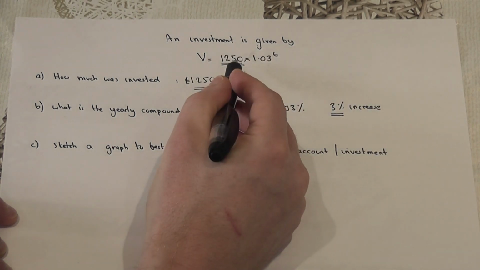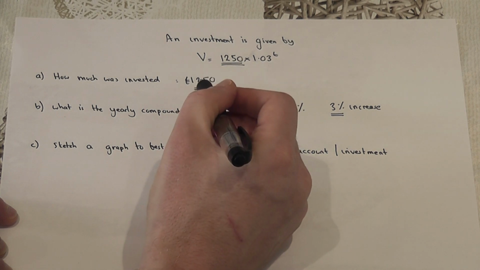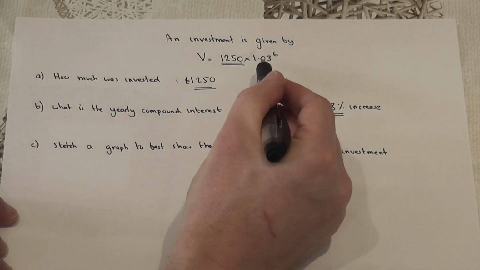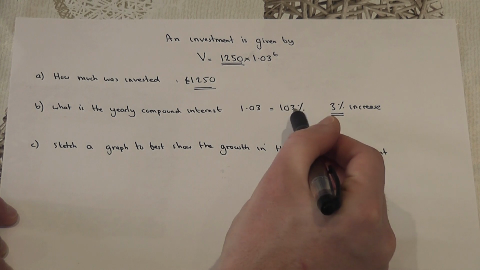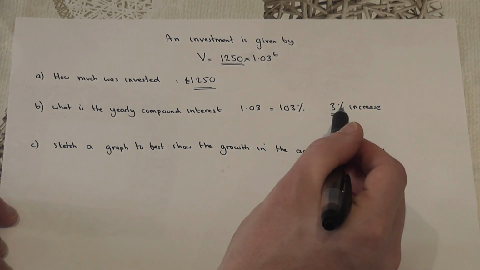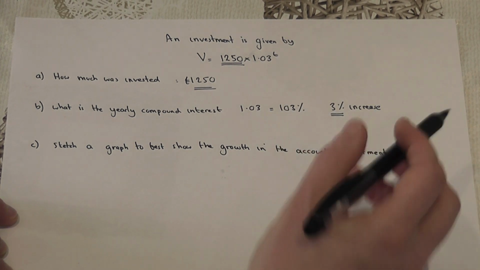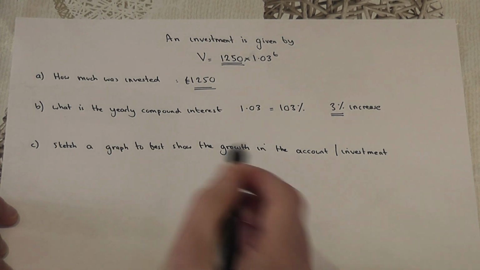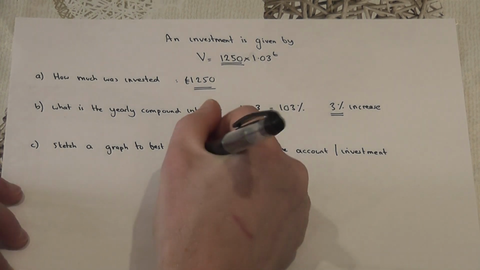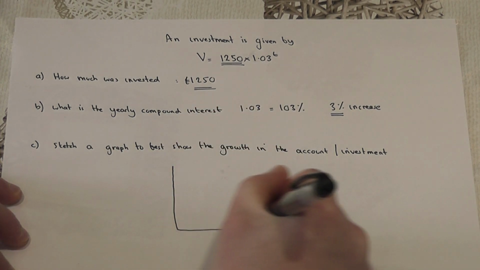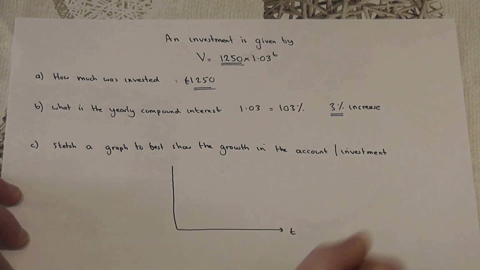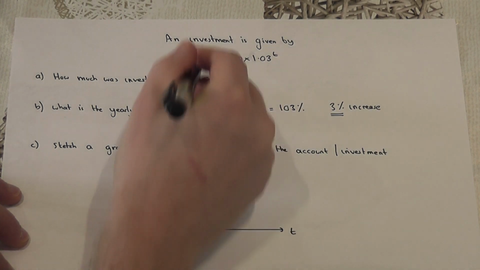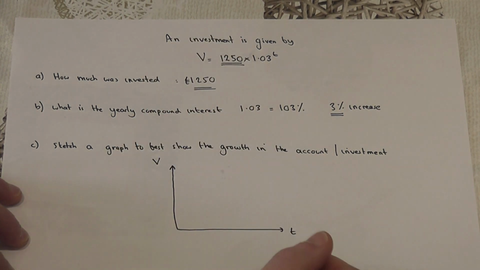So the first value is how much was invested, or the initial amount. 1.03, which is 103%, denotes a 3% increase year on year. So if we're asked to sketch a graph to show the growth in the account, then time on the x-axis and the value of the investment on the y.